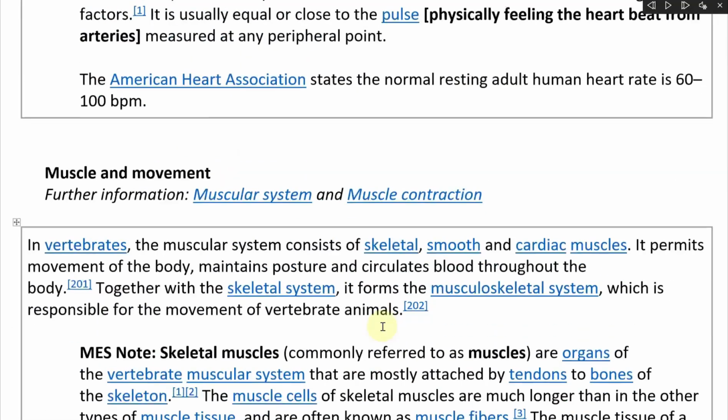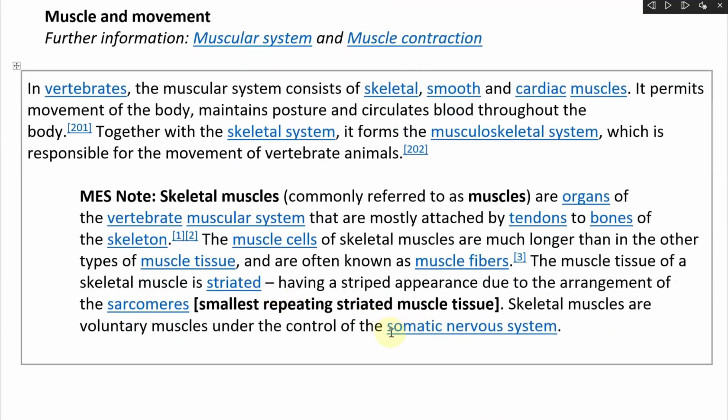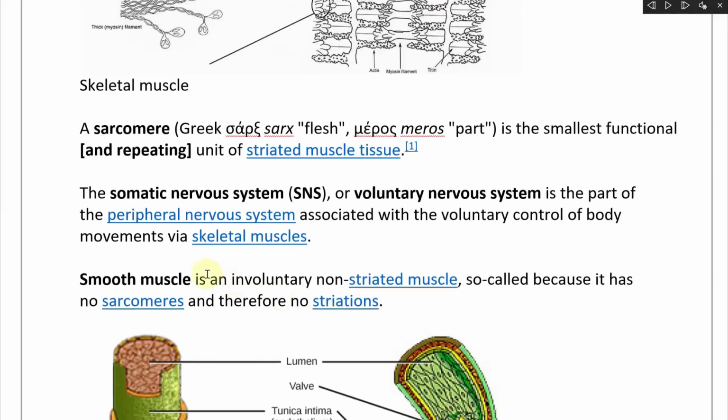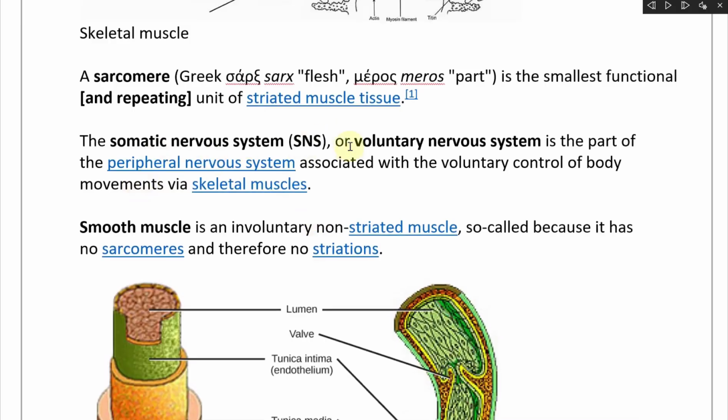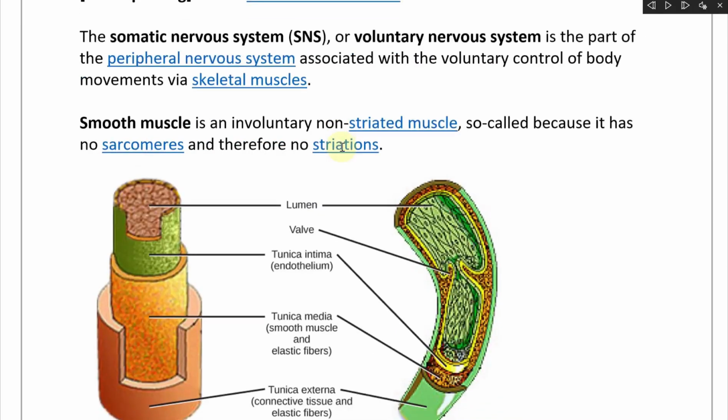And also the next part I want to go over here. Basically these skeletal muscles are under the control of the somatic nervous system. Let's take a look at the somatic nervous system, or SNS, or voluntary nervous system. It is the part of the peripheral nervous system, extending to the body, associated with the voluntary control of body movements via skeletal muscles. Think of the ones where you're voluntarily controlling your muscles. For example, if you flex or pick up something, you're activating your muscles to contract and lift.